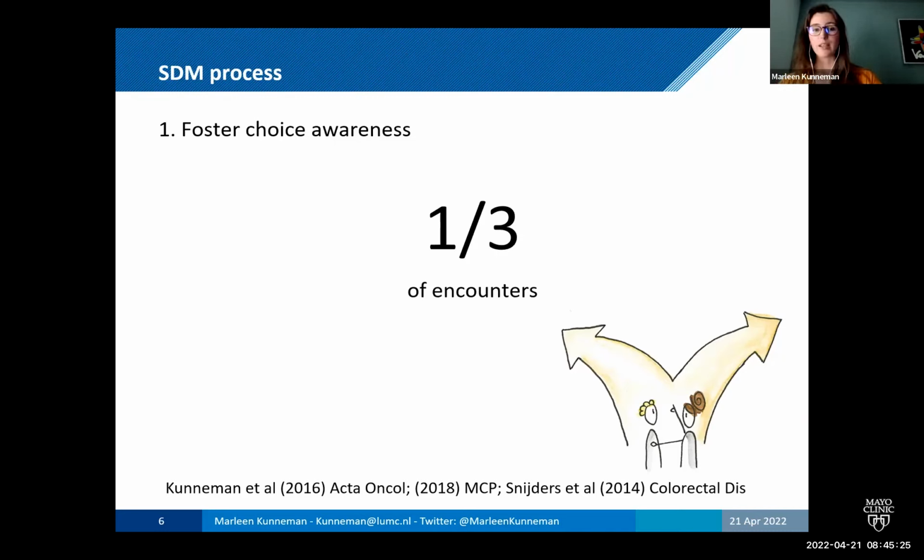We also notice that in a secondary analysis, if clinicians do foster choice awareness, it seems like patients are more involved in the other steps of shared decision making. It almost seems like indicating that whatever is coming, you will need to pay attention, because I would like to hear in the end what matters to you. It kind of helps people to stay active in that process of shared decision making.